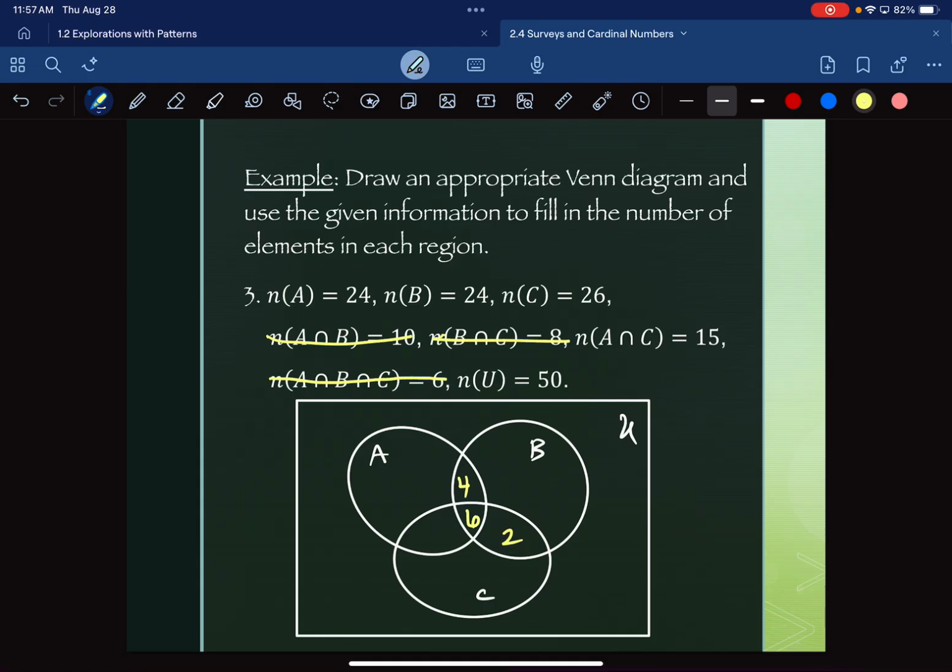The last one on this list says A intersects C. So that's the other overlapping region over here. It's supposed to be 15. 6 are in the middle. How much goes out here? 9.